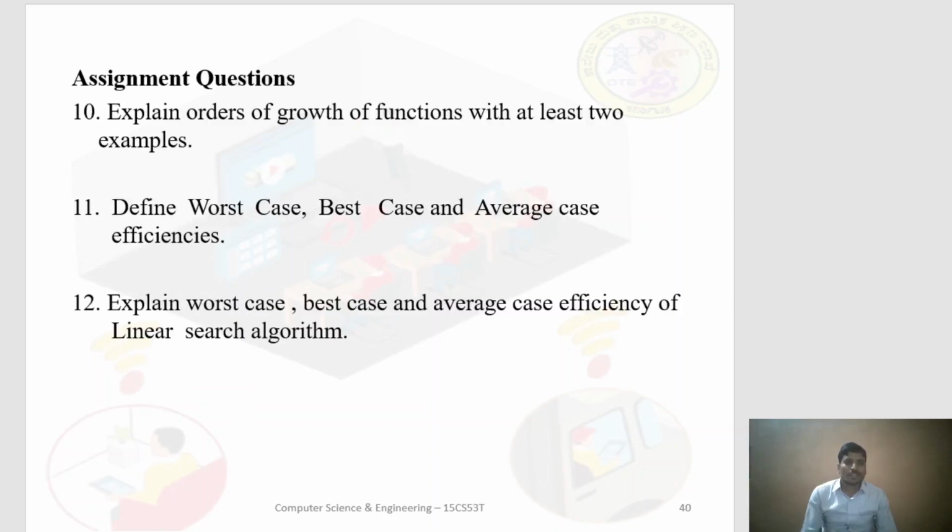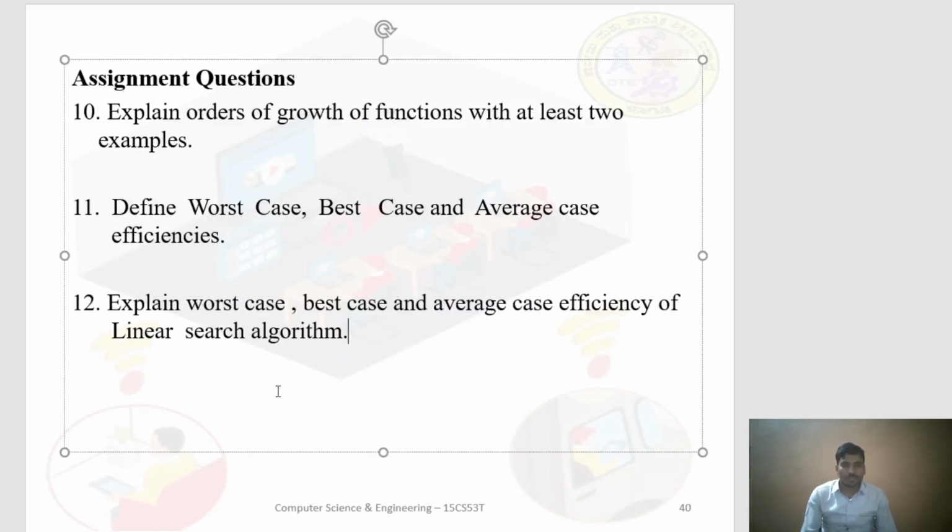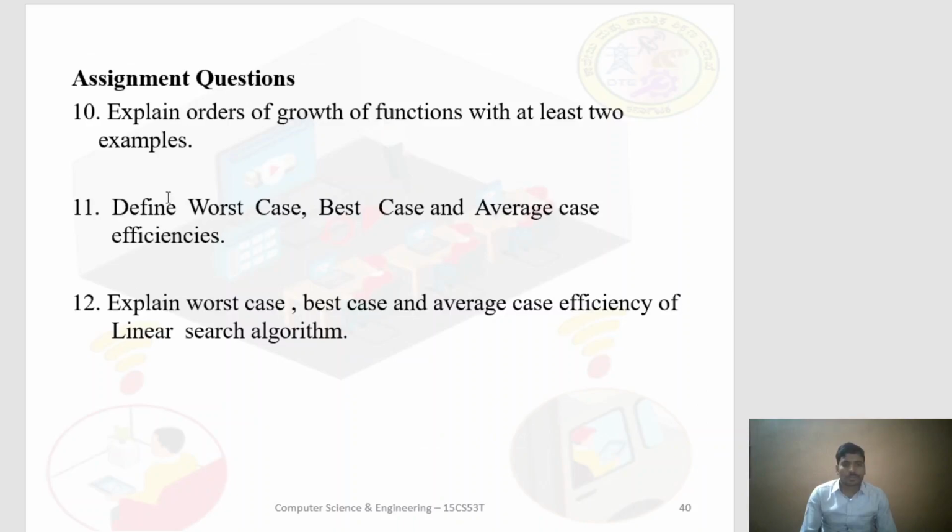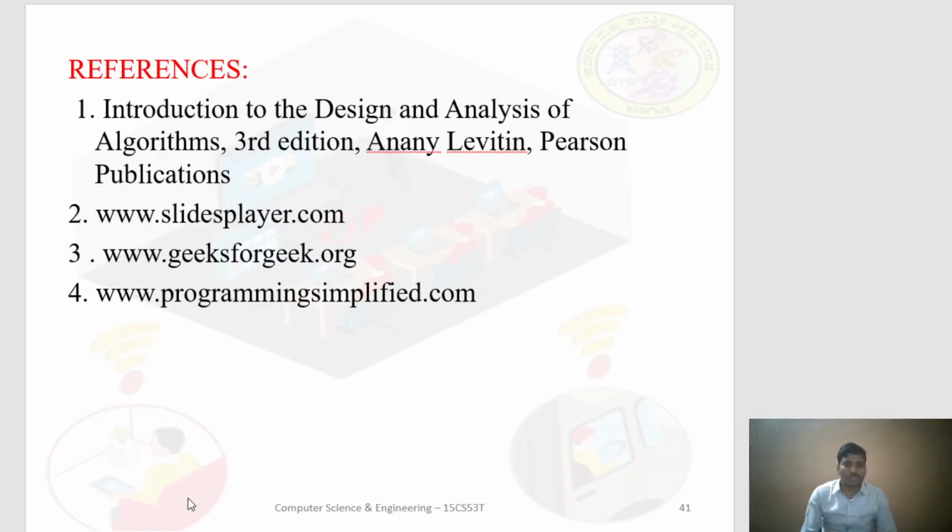So these are some assignment questions. Explain orders of growth of functions with at least 2 examples. Define worst case, best case, and average case efficiencies. And explain worst case, best case, and average case efficiency of the linear search algorithm. So here are the references for your kind information.